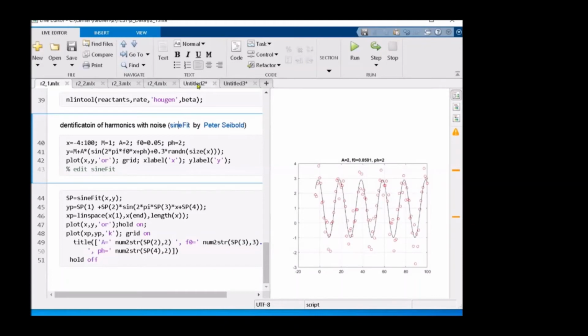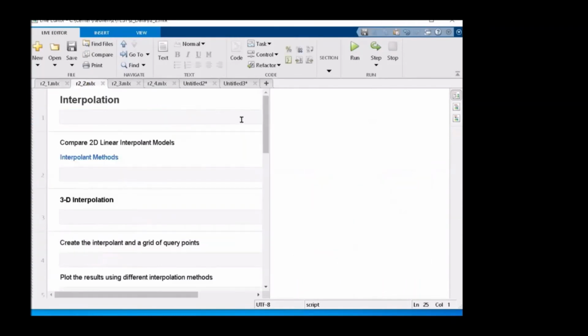Okay, now we can stop with the fitting and we will try to make something on another subject. We will move on to interpolation, okay?